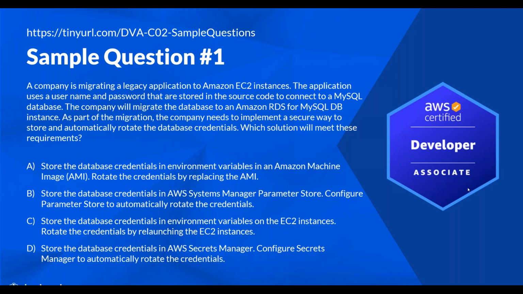Absolutely. So looking at answer D, store the credentials in AWS Secrets Manager. Sounds good. Configure Secrets Manager to automatically rotate the credentials. We know that Secrets Manager can automatically rotate credentials. That sounds like probably the answer I want to go with. What do you think? Yeah, that's a good option. So we're between B and D, right? What makes you lean towards D? The fact that it needs to automatically rotate the credentials for me. And I know that parameter store can't do that.